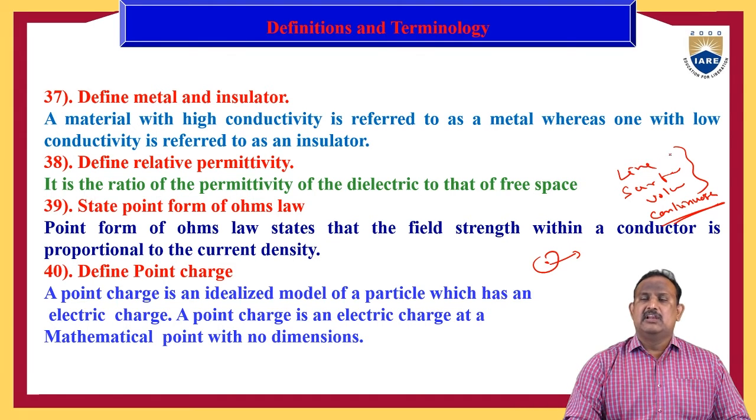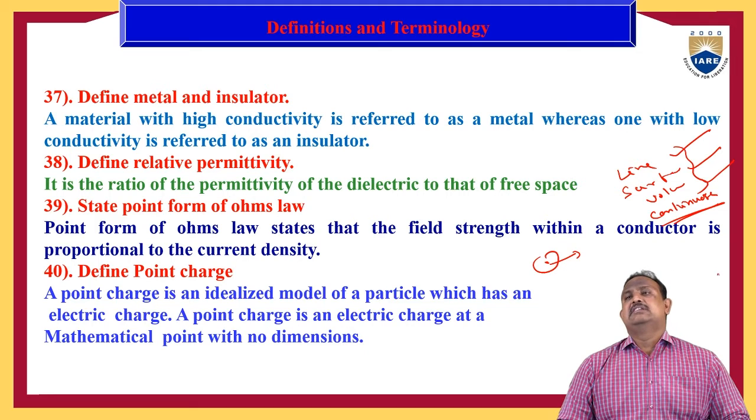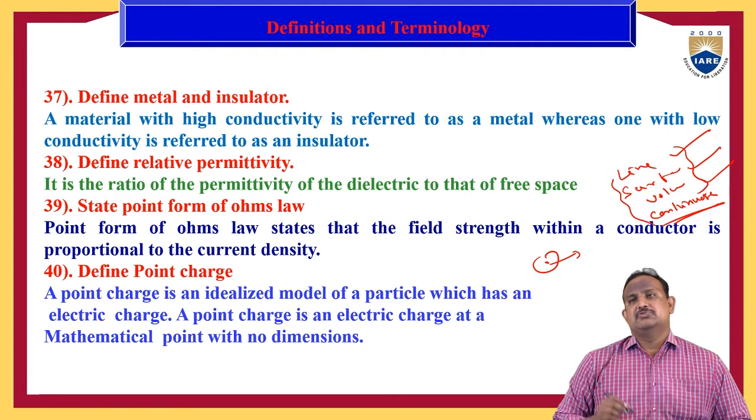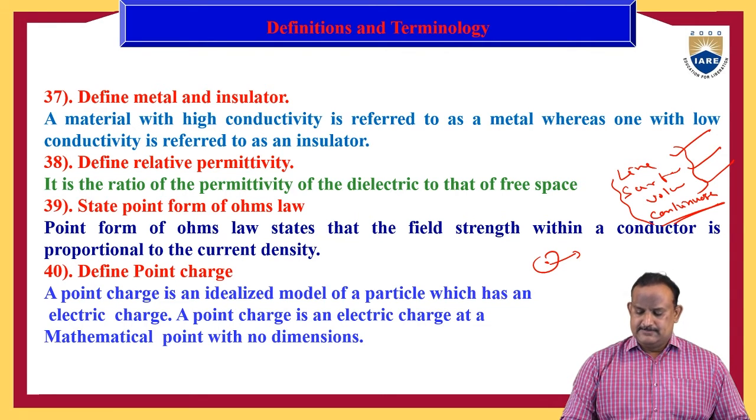Line charge means throughout the line we have the charge, throughout the surface we have the charge, throughout the volume we have the charges. So this is the difference between a point charge and continuous charges. Point charge means at that particular point only we have the charge, whereas continuous charge means throughout the line or surface or volume we have the charge distribution.